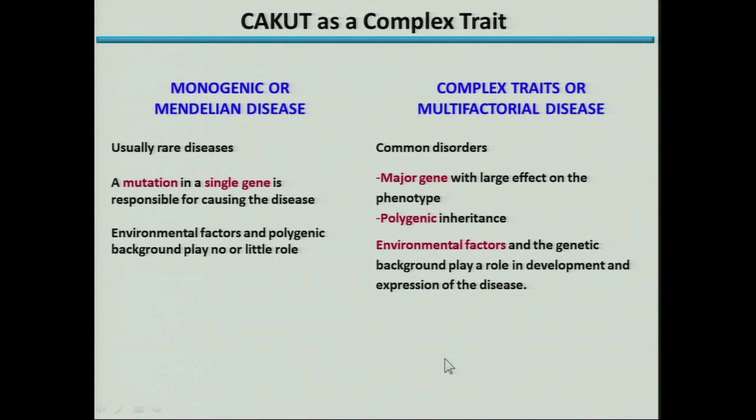So the thought is that CAKUT is a complex trait. And by complex trait, we mean that it is caused by more than one gene and possibly by environmental factors. A monogenic or Mendelian disease is usually caused by one gene, such as cystic fibrosis, which is caused by the CFTR gene, and sickle cell anemia. They're usually rare, but that's not always the case. And mutations in a single gene are usually responsible for causing the disease. The environment and the polygenic background usually have little or no role in the patient.